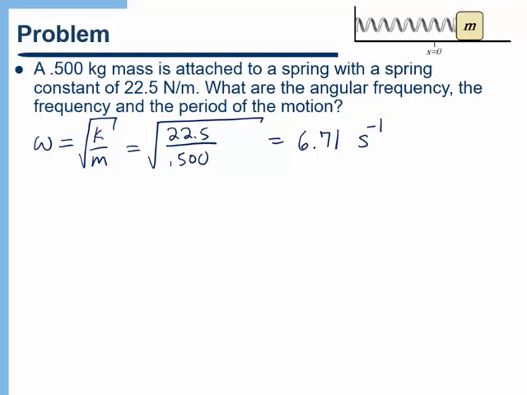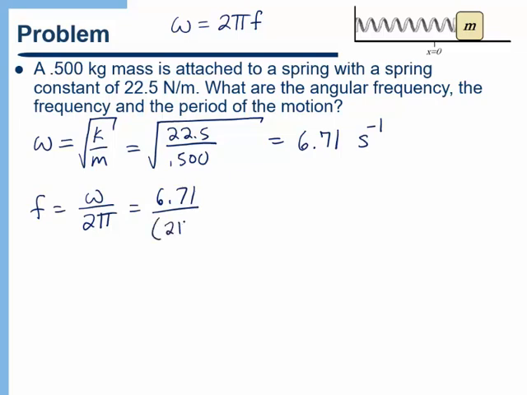Now, once we have the angular frequency, we can find the frequency. We know that the angular frequency is 2 pi times the frequency, so therefore the frequency is the angular frequency divided by 2 pi, or 6.71 divided by 2 pi. And we get 1.07 hertz.